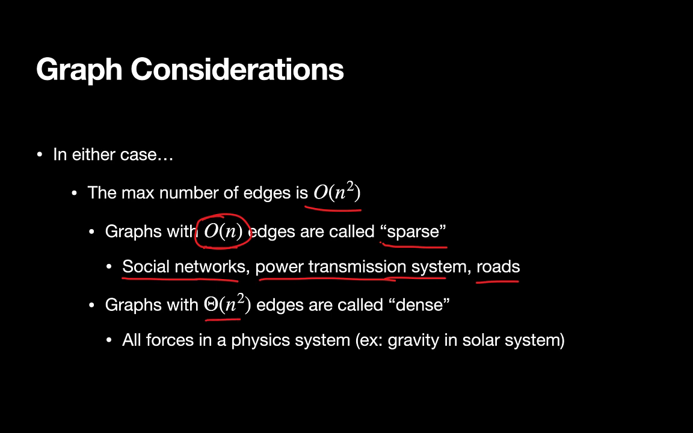Graphs with big theta of n squared edges are considered to be dense. There aren't terribly many examples of this. If you're doing some sort of physics system where you're trying to simulate the interactions between all pairs of items, like gravity in a solar system, if you really want to know the total impact of gravity, you have to add up the contribution of absolutely everything in the system. So that would be an example of something that can be represented with a dense graph.